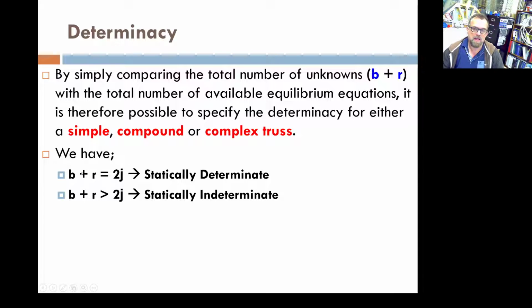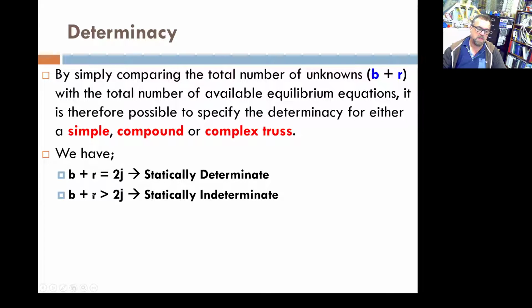So these left hand are the unknowns. And per every joint, if you use the method of the joint, you're going to have two equations that you can use: summation of forces in X, summation of forces in Y. So this is the other thing, the number of unknowns and the number of equations. If the number of unknowns is equal to the number of equations, bingo, you can do it.